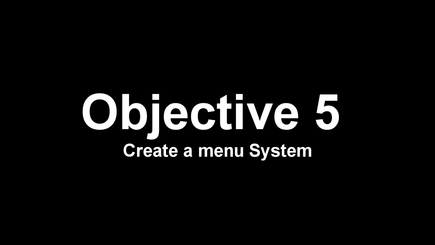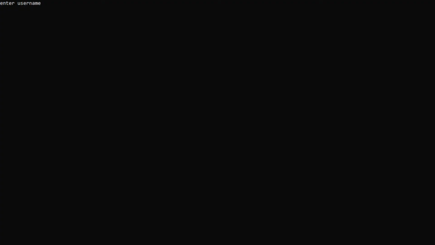And I'll be showing you objective 5, and that's to create a menu system for the game. So just very quickly, I'll be running you through the menu system for my solution. The first thing users are prompted with is the login system, so they can enter their username. I'm going to input Tommy. So we can create a new save file here.